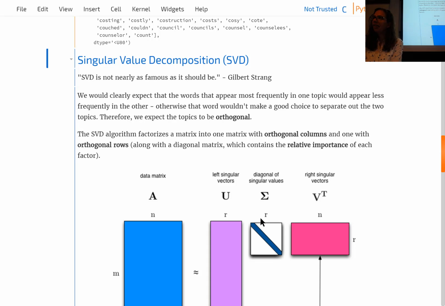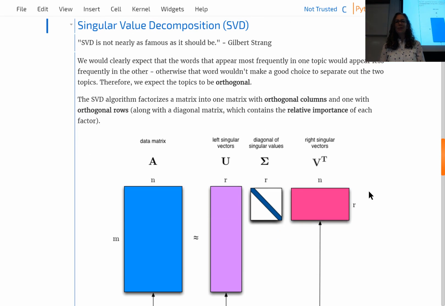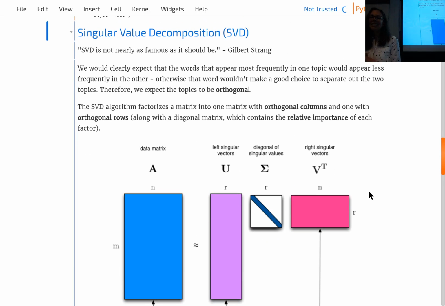Image compression. Okay, great. Yeah, that's a great application of this. So Gilbert Strang has written a classic linear algebra textbook, and said SVD is not nearly as famous as it should be. And so here, the key thing with our decomposition is we're saying that we want the matrices we're decomposing into to be orthogonal.